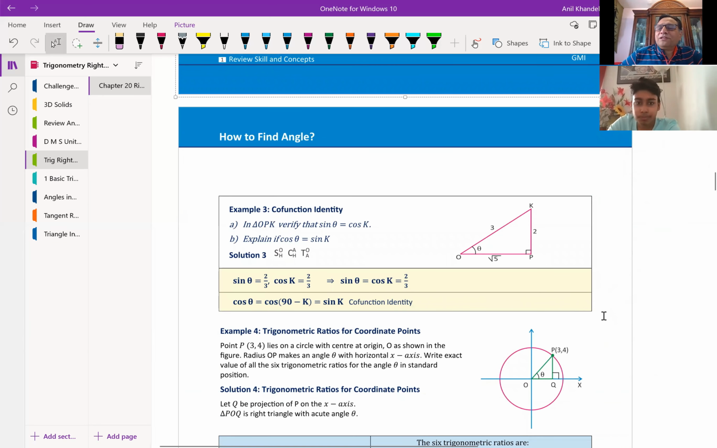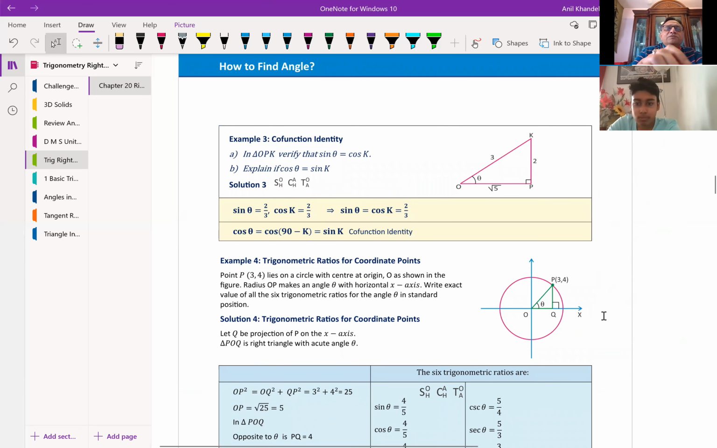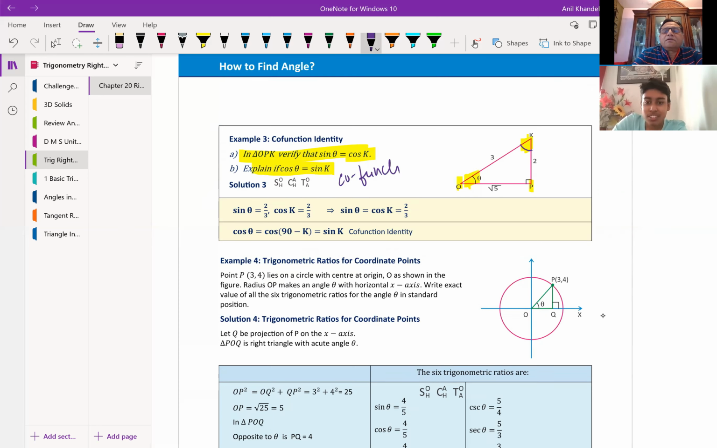Now, let us explore the co-function identity. Here is a question for you. The question is, in the triangle OPK, sine theta is cos K, right? Explain if cos theta is sine K. Is the other thing also correct? Cos theta is sine K? Yes, sir, because it seems to be like an equilateral triangle, not meaning that all the sides would be the same, not an equilateral triangle. It's a co-function identity, right? So you can see from either side. Is it okay? So this is also true because of co-function identity. Is it clear? Yes, sir.